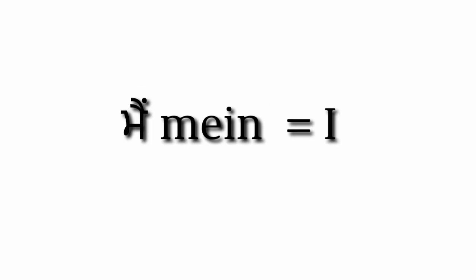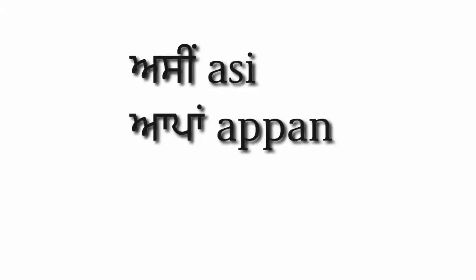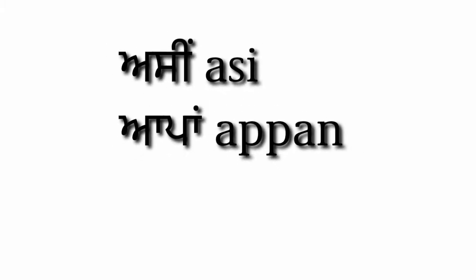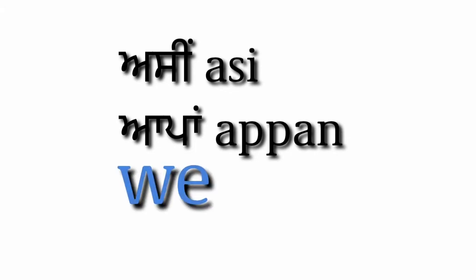So let's get started. The first pronoun, or first word, is मैं. मैं means I. It's pretty simple and nothing to doubt about it. The next words are ਅਸੀਂ and appan. Both words mean we, right? But it looks like a little bit of confusion here, like what word to use and what not to use, and what is the difference between ਅਸੀਂ and appan. That's what I'm going to explain.